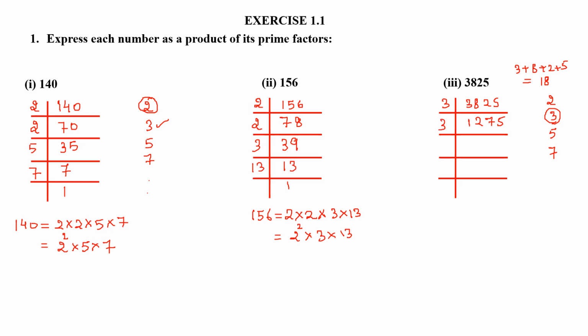So 3 times 425. Now let me check again with 3. So 4 plus 2, 6, 6 plus 5, 11. So now it is not divisible by 3. So move to the next prime number, which is 5.